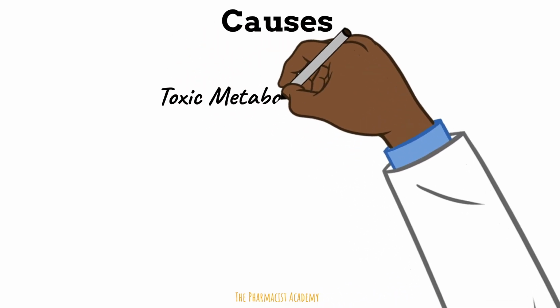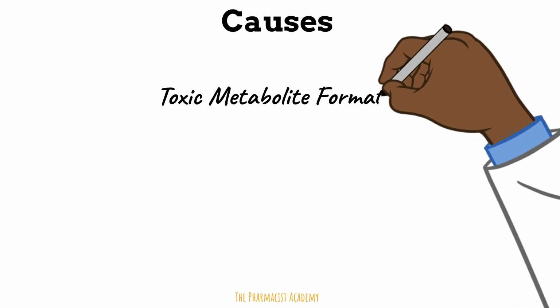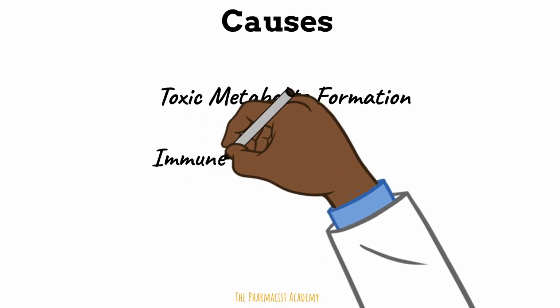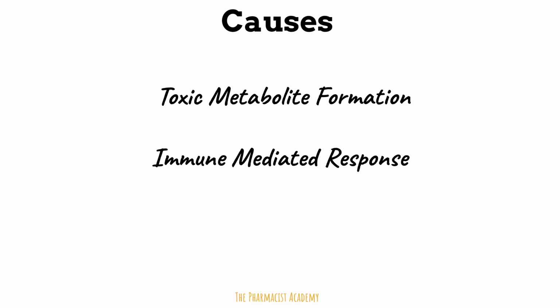First, toxic metabolite formation. Clozapine is metabolized into a reactive ion. This metabolite can irreversibly bind to neutrophils' proteins, potentially disrupting their function and viability. Next, immune-mediated response. The binding of this reactive ion to neutrophil membranes may create neoantigens, triggering an immune response that leads to the destruction of these neutrophils.